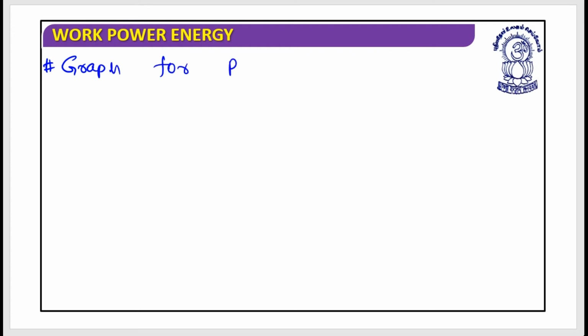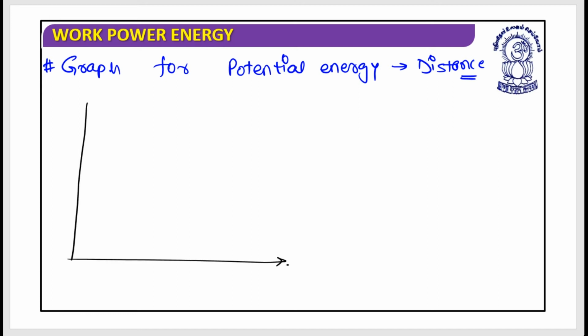for potential energy. Shall I write it? Graph for potential energy versus distance. So this is the graph for the potential energy versus distance. Let's have a look very carefully: this is the situation, this is the potential energy, and this is the distance. So when I plot this graph, it is something like this.